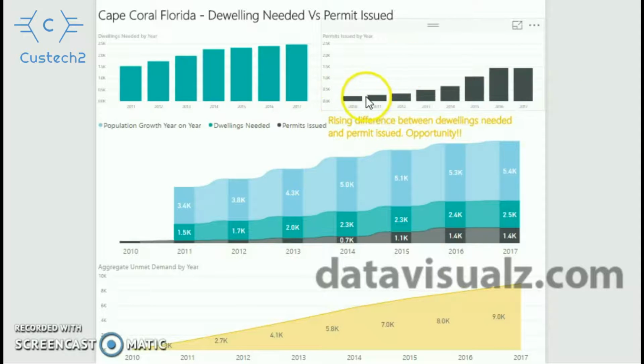You can see from 2010 data, the permits issued were quite less as compared to the dwellings. You can see they are on the same scale from 0. Around 2000, 0.2 means around 200 to 2500. They are on the same scale, and the permits issued have been quite less as compared to the dwellings needed.